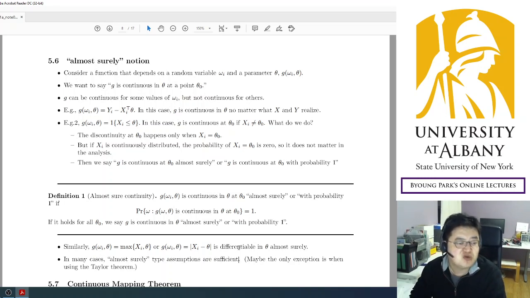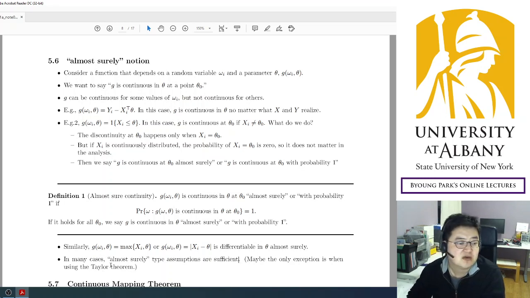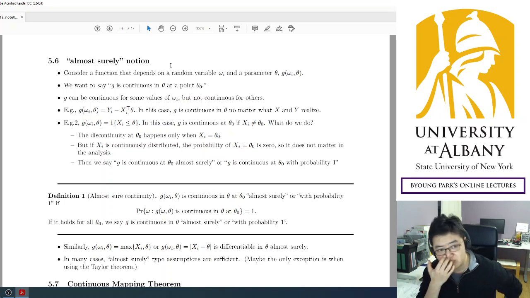As you can see from those explanations, in many cases, almost sure is enough because probability 0 does not matter. But one important exception is the Taylor theorem. Later, I will tell you again at that time. So almost surely is an important concept that is not that difficult, but you may not be familiar with.